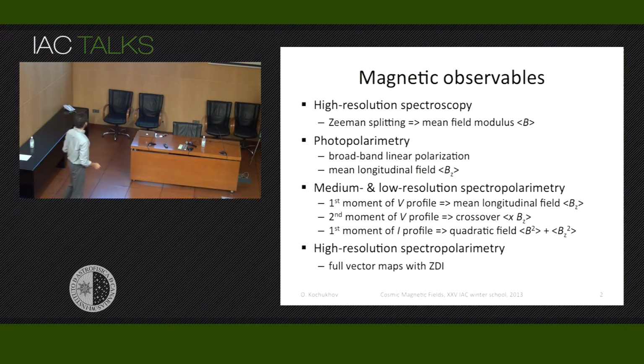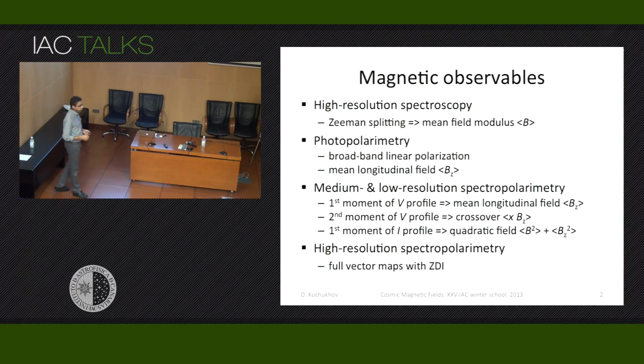And then we can also formulate a second moment of the Stokes V profile, which would have exactly the same formula, except we have a square here. And that observable characterizes the symmetric part of the Stokes V profile, and it can be connected to the integral of the line of sight component multiplied by the distance from the center meridian of the star to a certain point on the stellar surface. So this is called crossover or asymmetry of longitudinal field.